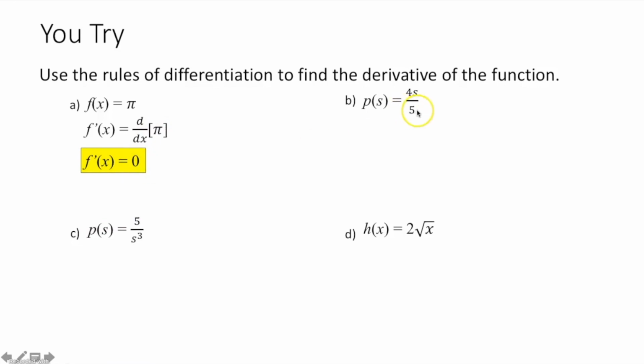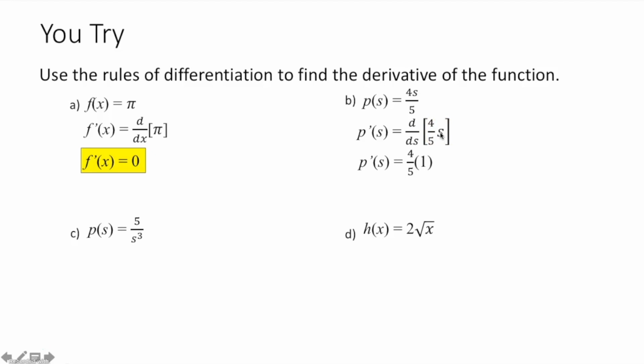Over here, this looks tricky for 4s over 5, but if you realize that our function is just s and 4/5 is a number that's multiplied to the front, we can use the constant multiple rule. Just take the derivative of s and then multiply that answer by 4/5. So what is the derivative of s? If I take the derivative of s, this is s to the first power. I bring the 1 out front, and it's going to be 1 times s to the 1 minus 1, which is 0. So 1 times s to the 0 power, anything to the 0 power is 1. So 1 times 1, we get 1. And that's how that works.